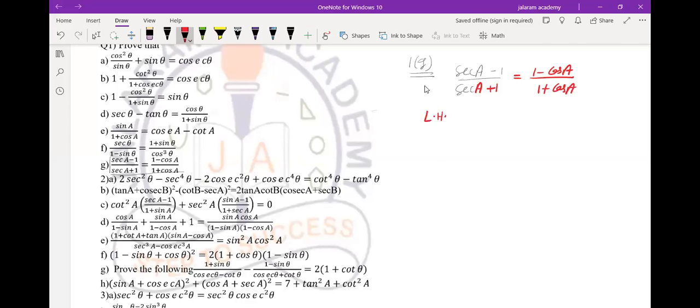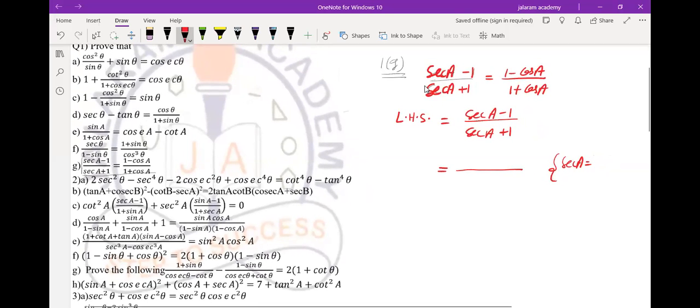So we start with LHS equals (sec A minus 1) over (sec A plus 1). Now, as we observe, the left hand side has only sec A and the right hand side has cos A. So what is the relationship between sec A and cos A? We know that sec A equals 1 by cos A. So in place of sec A we write 1 by cos A minus 1, and in the denominator also 1 by cos A plus 1.